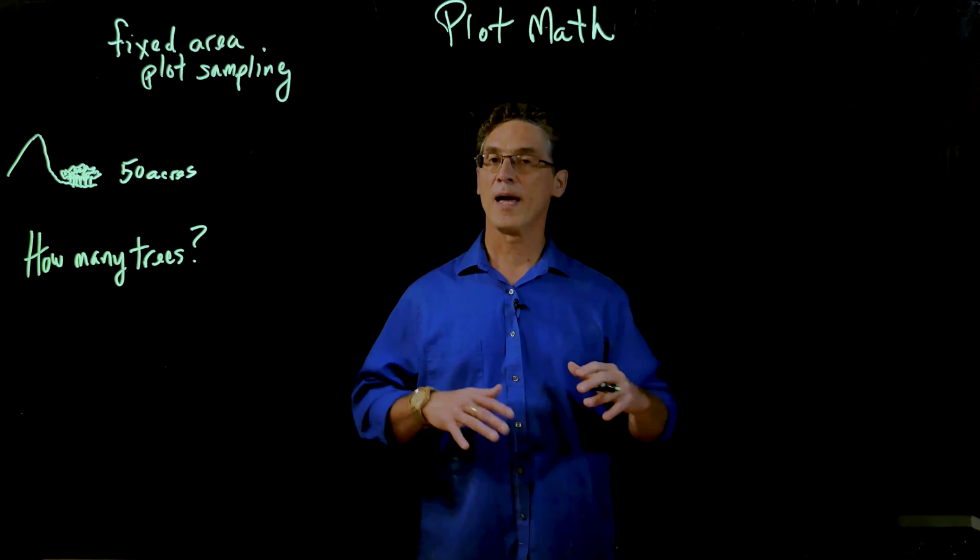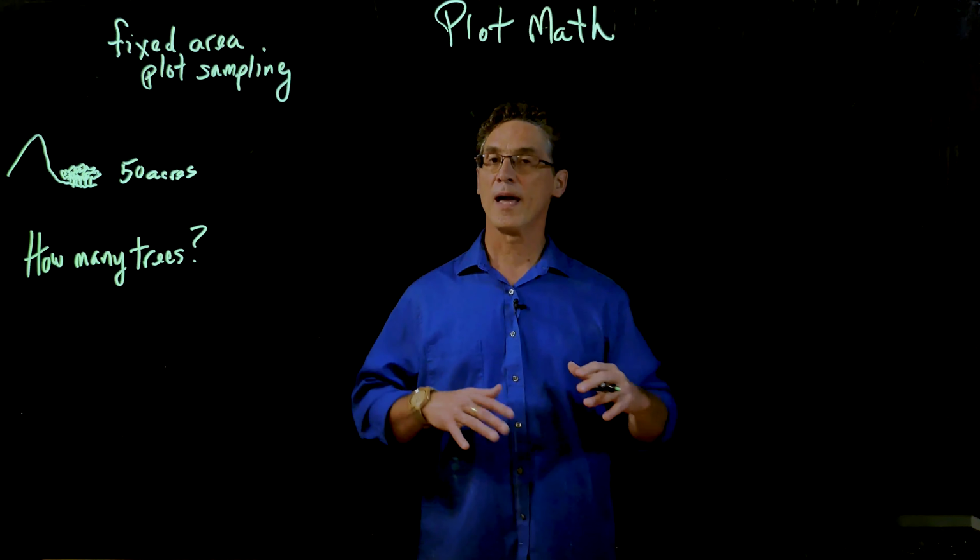Fixed area plot sampling basically means that we're going to have an area in the forest that we're going to count some trees on, but it's going to be a lot smaller than the area we're interested in. We're going to repeat that a bunch of times throughout the forest, get a bunch of those counts, and then come up with the numbers. The particular type I'm going to talk about is called fixed radius sampling.